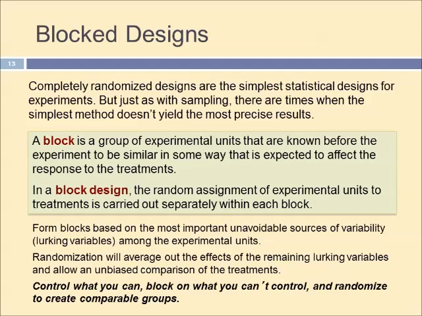So, if we know what the lurking variables are, randomization will average out the effect of the remaining lurking variables and allow an unbiased comparison of the treatments. So, we control what we can, we block on what we can't control, and then randomize to create comparable groups.